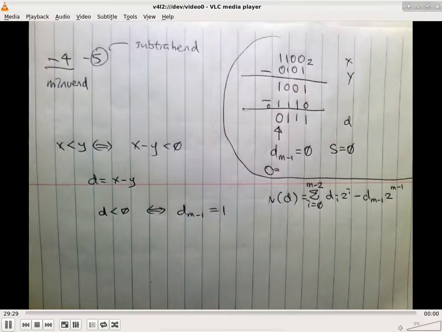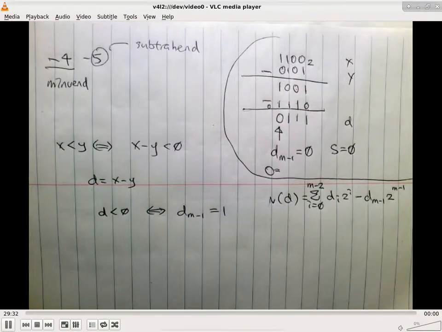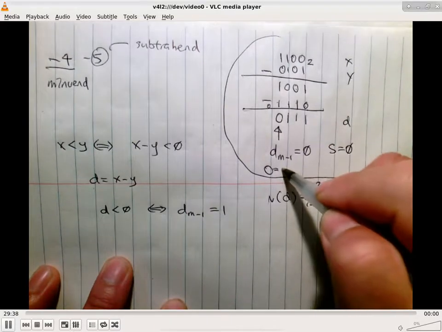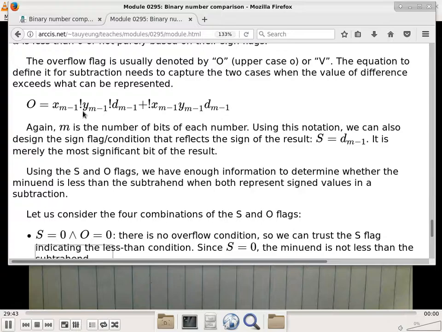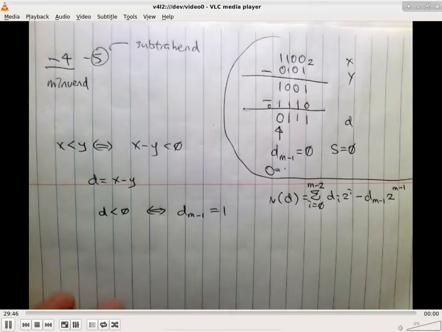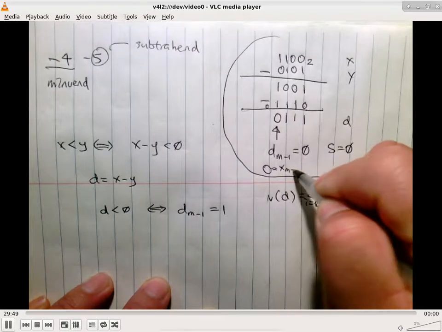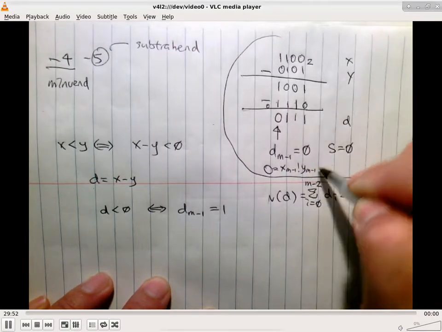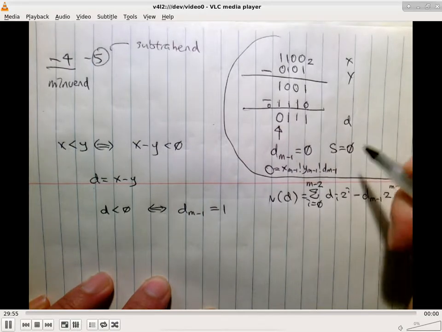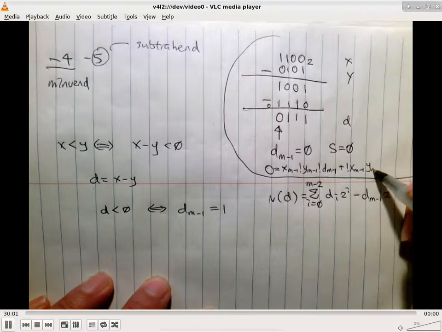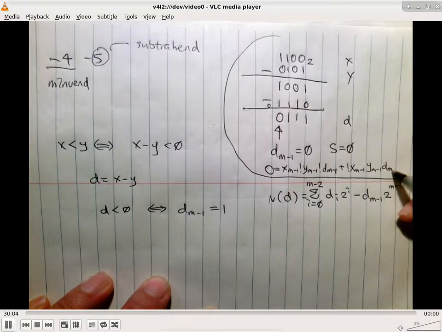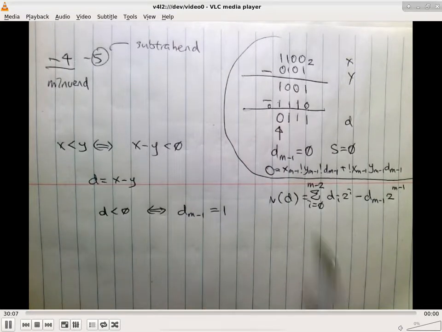The overflow flag: there are two ways to make the overflow flag a 1. Let's see whether we get one of those or not. So the first one, let me see how I wrote it in the notes first. The way I wrote it here is non-negated x first. So we have x subscript m minus 1, the negation of y subscript m minus 1, the negation of d subscript m minus 1, plus the negation of x subscript m minus 1, the non-negated y subscript m minus 1, the non-negated d subscript m minus 1. What about overflow in this case? Is it true or is it false?